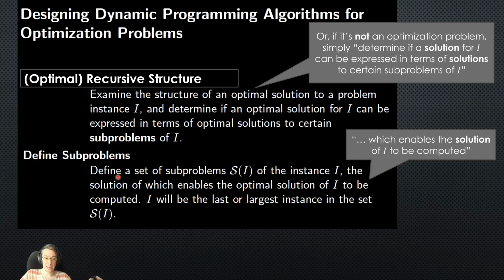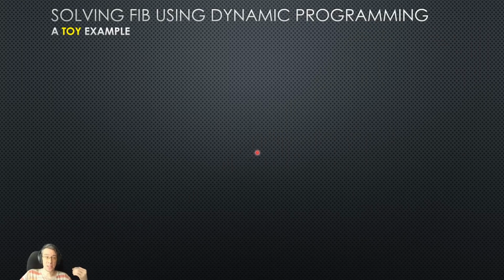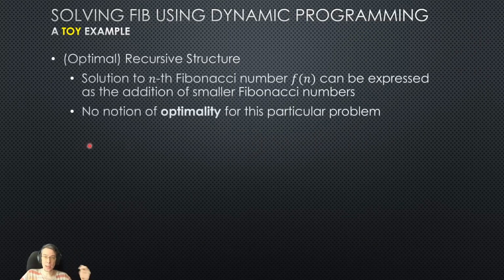And then defining subproblems: just define a set of subproblems S of I of the instance I, the solution of which enables the solution of I to be computed. I will be the last or largest instance in the set S of I. So it's a very straightforward extension of what I just described to non-optimization problems. Let's see how to solve fib as a toy example. First of all, can we establish the recursive substructure? The solution to the nth Fibonacci number, f of n, can be expressed as the addition of two smaller Fibonacci numbers. So if we solve the smaller problem instances, we can solve the bigger one. That's our recursive structure. There's no notion of optimality, but that's fine.